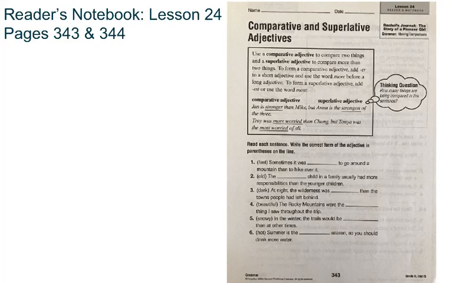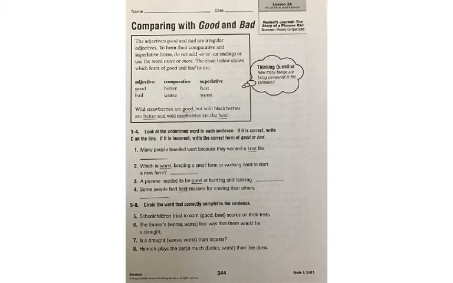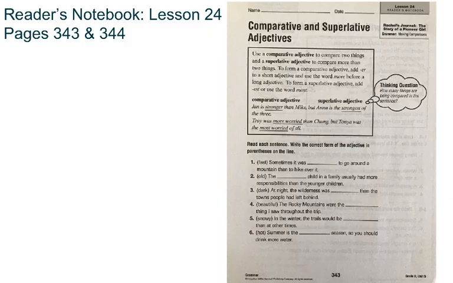Today we will be working on our Reader's Notebook, Lesson 24, pages 343 and 344. We are going to be working on comparative and superlative adjectives, and we are working on comparing with the words good and bad. A comparative adjective does exactly what it sounds like. It compares two things. A superlative adjective compares more than two things.